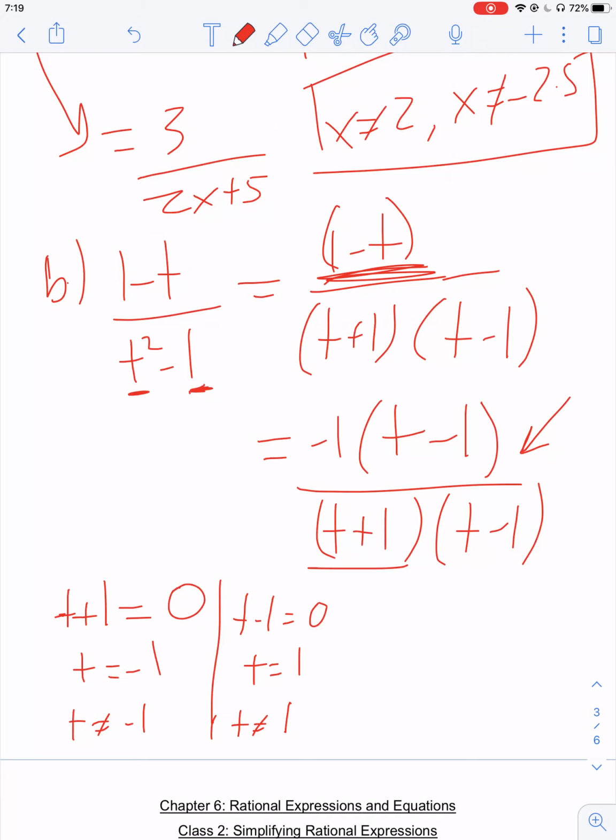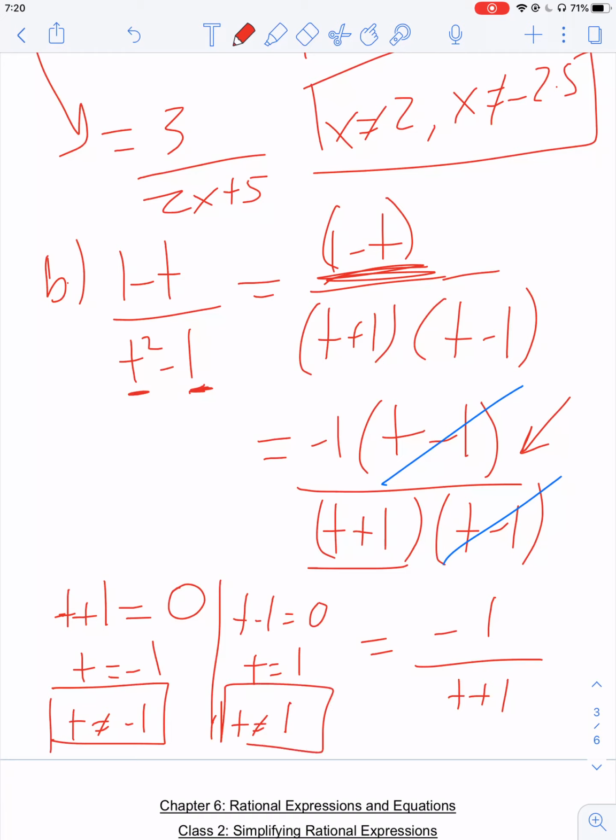And then now you cross it off, okay? So this is where I would cross it off. So this is my final answer, right? My final answer is minus 1 over t plus 1 with the restrictions. I'm not going to rewrite them again, but these are your restrictions, okay?